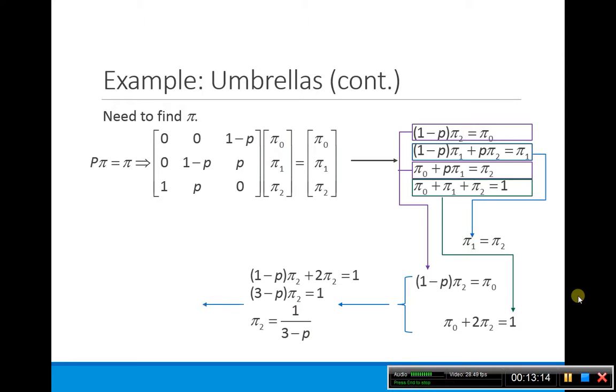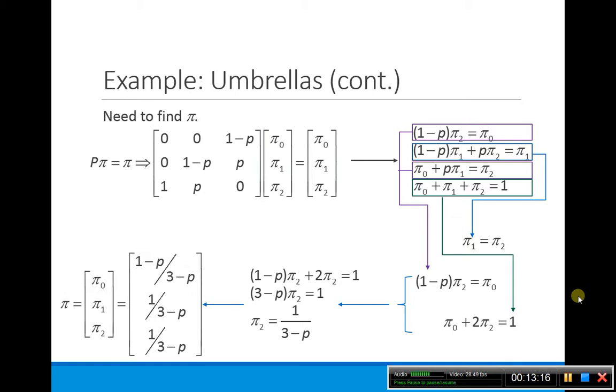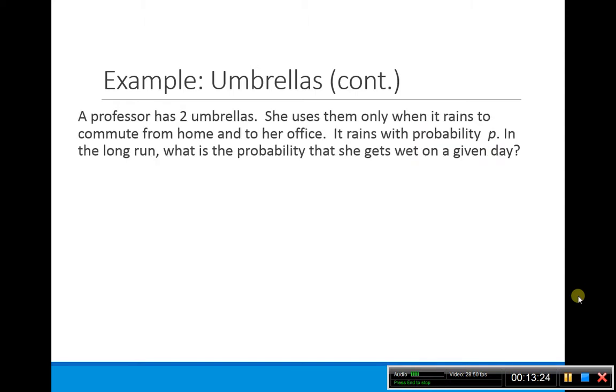Because once I have pi 2, I can find pi 1, once I have pi 1 and pi 2, I know what pi 0 is supposed to be, so I have this steady state. Okay, so now let's go back.